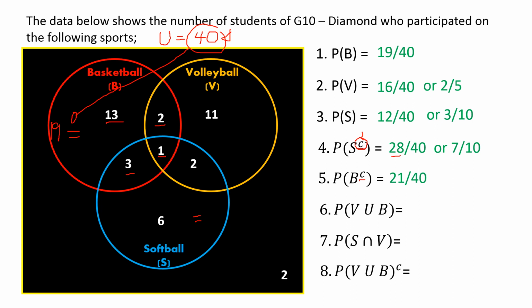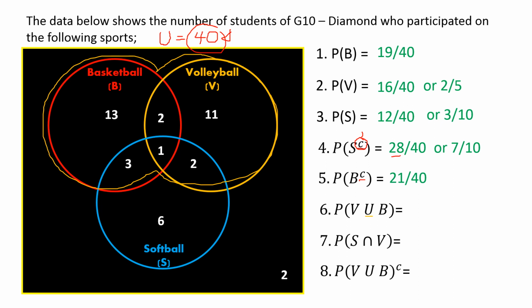For number 6, probability of V union B. First, we simply look at the union of the volleyball and the baseball. So that includes all of this area, or all of this region. Adding all of the elements here, we are going to use all of the frequencies present in this region because we are using union. So 13 plus 3 is 16, plus 1 is 17, plus 2 is 19, plus 2 is 21, plus 11, we have 32. So the answer is 32 over 40.